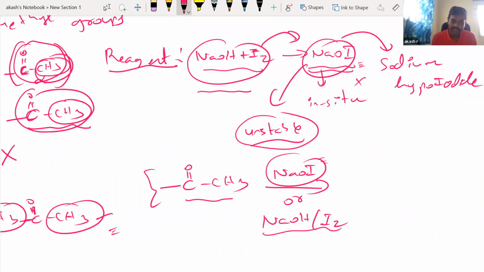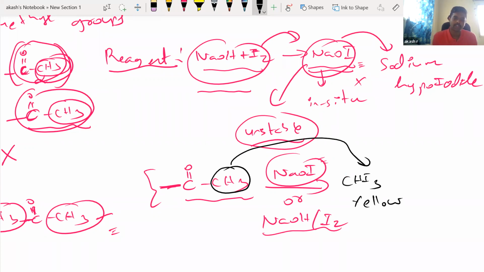I told you that only these kinds of groups can give this. There is one extra bond which is going to have something else. Don't worry about it for now. The CH3 which you're seeing, the one I'm marking in black, is going to convert into CHI3, and I know this is going to be yellow in color.